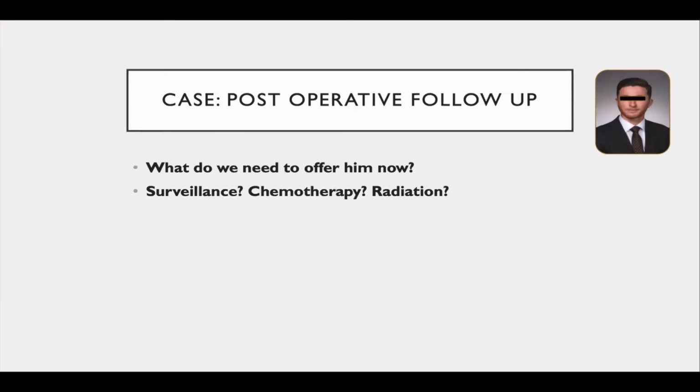So what do we need to offer our patient now? He has seminoma, he had negative margins, let's say he has negative markers. Do we put him on just a typical testicular cancer surveillance protocol? Do we offer him something like chemotherapy? Do we give him radiation?